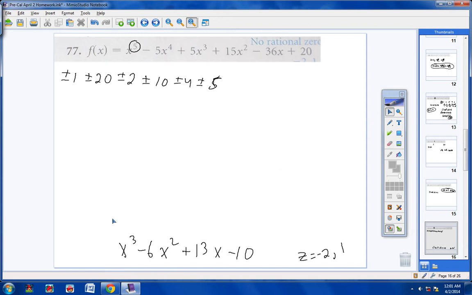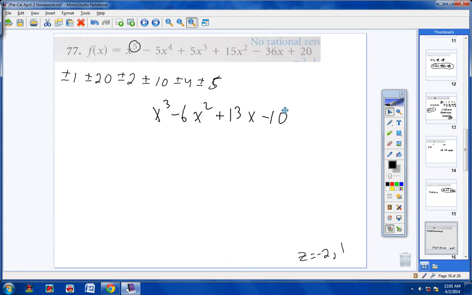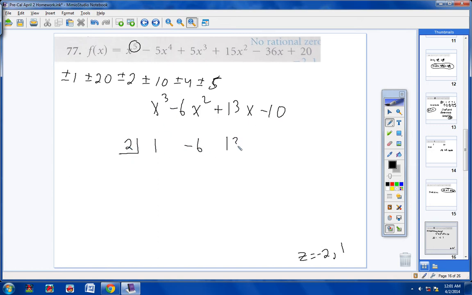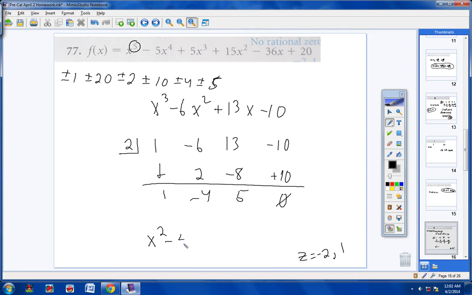Now I'm ready to continue on, testing all the zeros in your list. I know it's not fair that I just say the next zero is this, but I am trying to save time. You have to continue testing these numbers in the list, and the next zero you will come up with will be a positive 2. I'm missing no terms here. My coefficients are 1, negative 6, 13, and negative 10. Bring down your 1, multiply, combine, multiply, combine, multiply, and combine. So now you're left with x squared minus 4x plus 5.